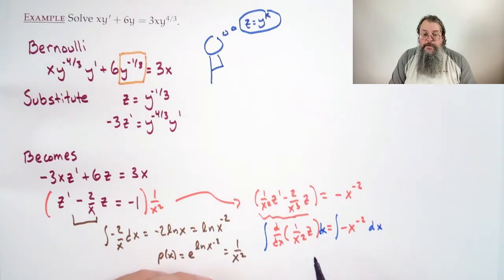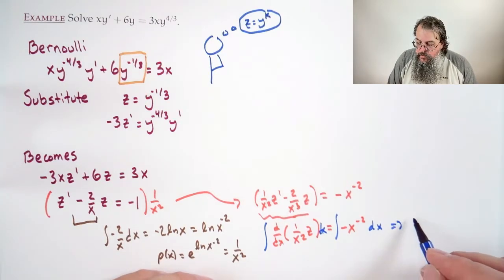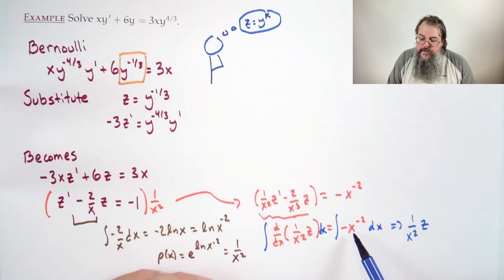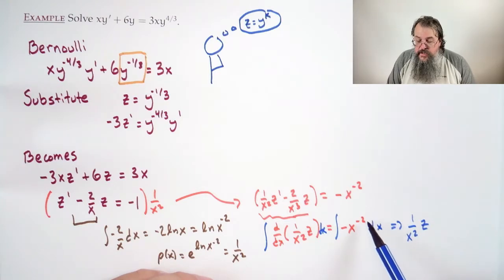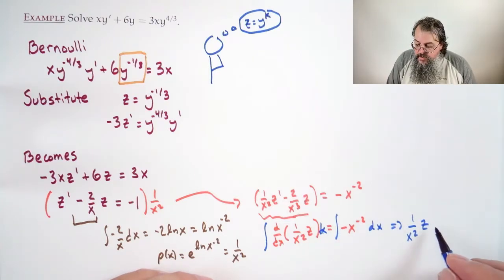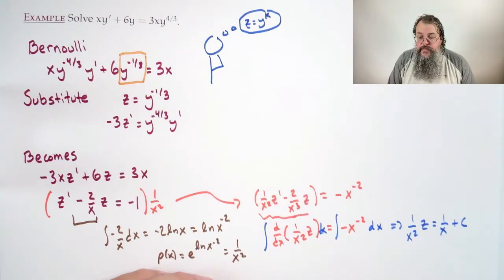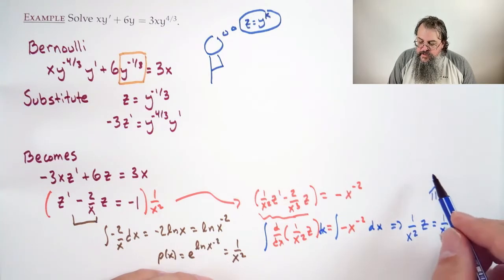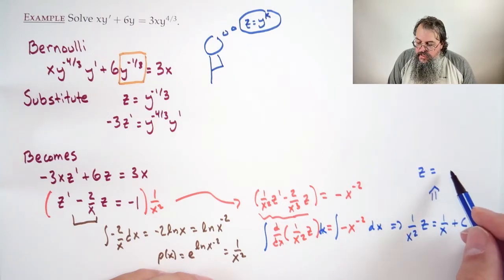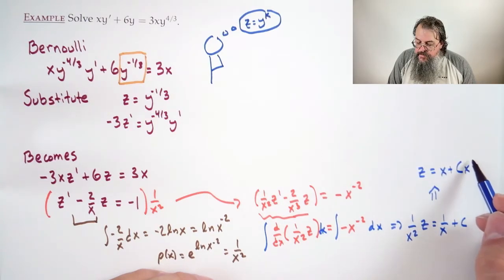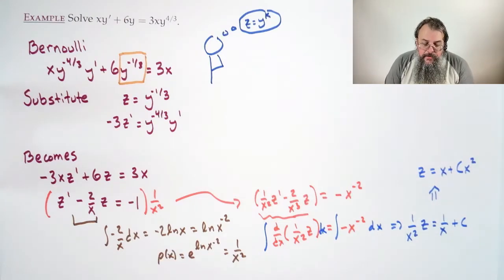And what we end up with is 1 over x squared times z is equal to, well, okay, here you would add 1 to the exponent, so it would be minus 1, divide by minus 1, so it's x to minus 1, which is 1 over x, and of course plus c. So now multiply through, and we end up with z is equal to x plus some constant times x squared. All right, good. Well, progress, great progress actually.